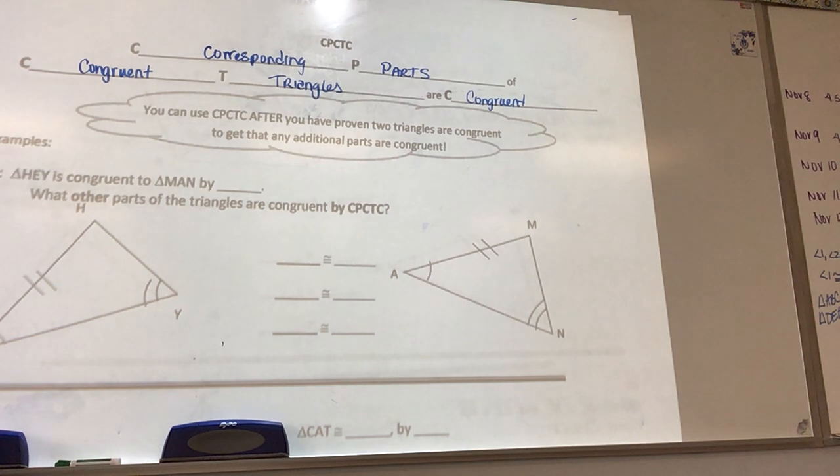I'm sorry, I think I'm missing my sheet. Oh, they're back there. Yep. There's two, so take both.